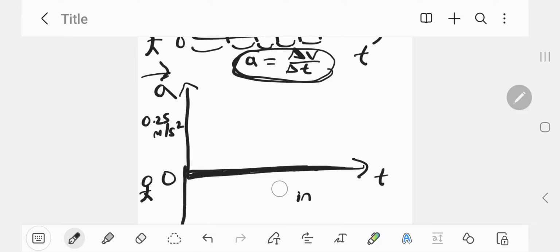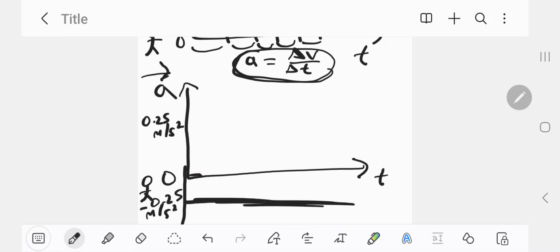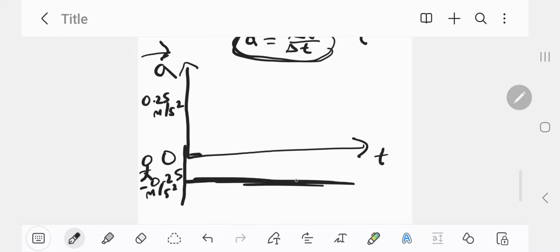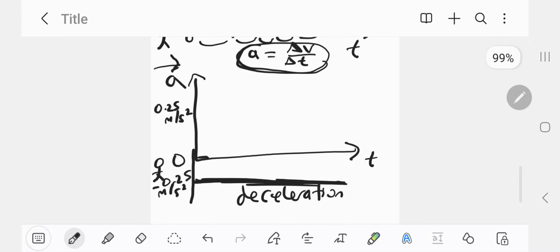Let me extend it down here to the negative axis, negative acceleration axis. Negative 0.25 meters per second squared. Suppose the graph is a line at negative 0.25 meters per second squared. That is deceleration. Deceleration because acceleration takes on a negative value. Negative means it's slowing down. And that's it. That's how you interpret displacement time, velocity time, and acceleration time graphs.